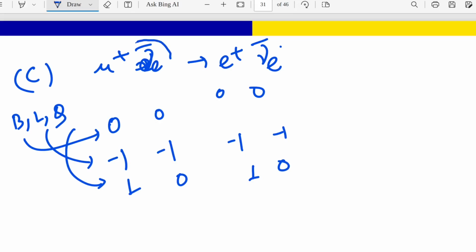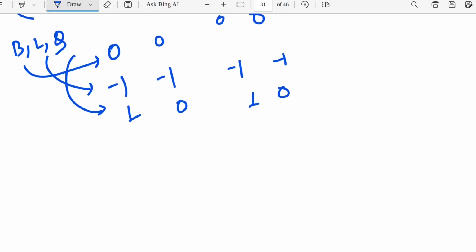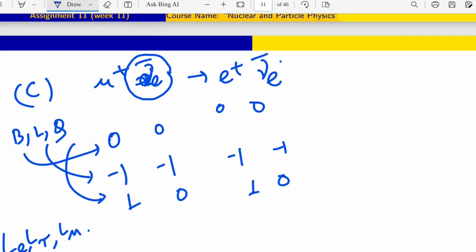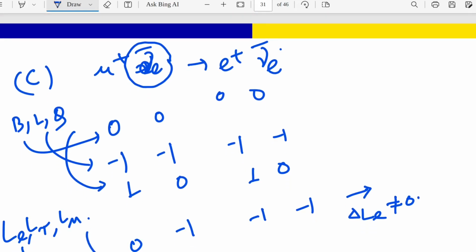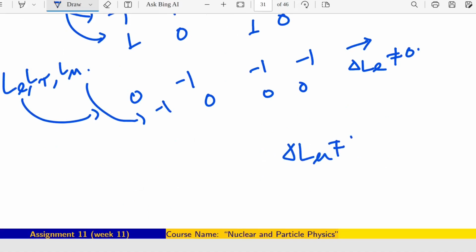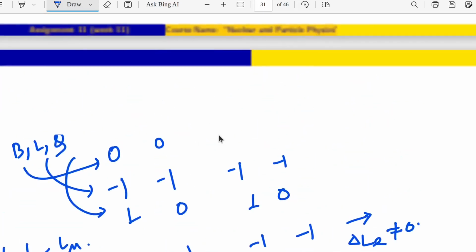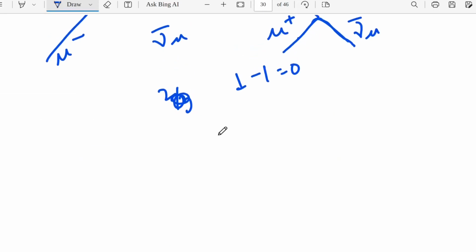Now you can see that the mu e bar is present in our nuclear interaction, that means it will be a weak interaction. So L e, L mu, L tau. L e is, okay, the first one is 0. L e means mu e bar. Mu e bar has L e as minus 1, e plus as plus 1, sorry, minus 1, and nu e bar is also minus 1. Now you can see that 0, minus 1, minus 1, minus 1, that means delta L e is not equal to 0. Similarly for the L mu case, it is minus 1 0 0 0. So for L mu also, delta L mu is not equal to 0. For L tau, all are 0. So that means that is fine. So C is at least not possible in our nuclear reaction configuration.